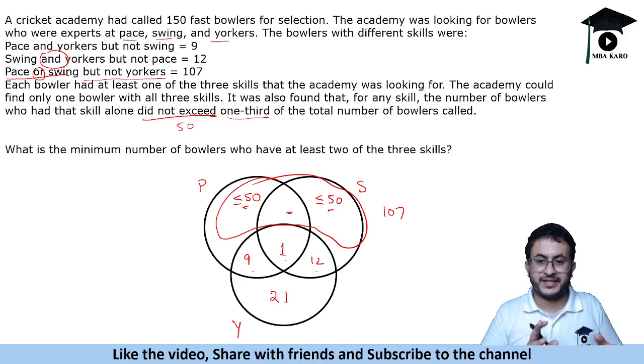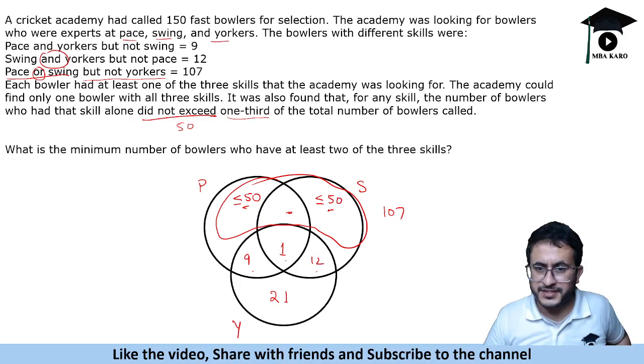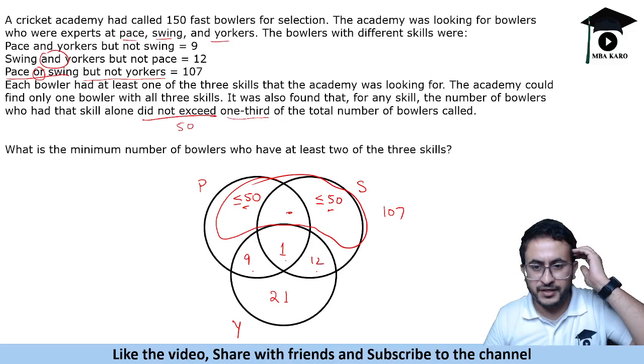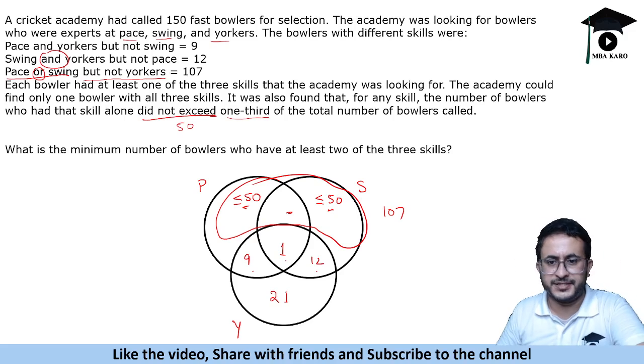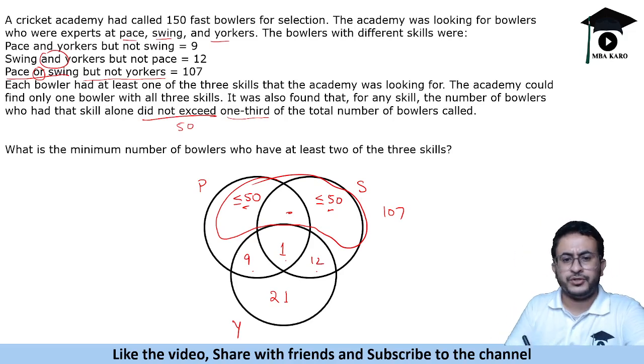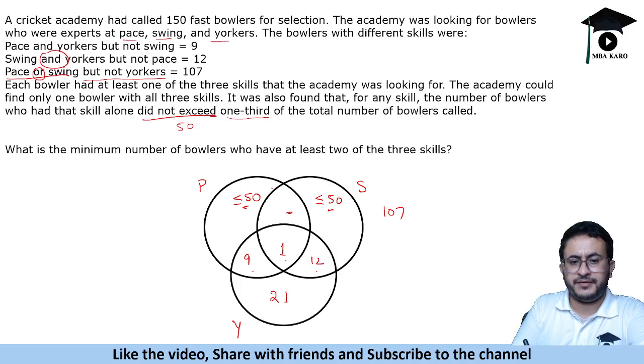So this is a maximization and minimization based set, wherein some values are given and some are constraint based. The maximum values here can be 50 and 50, and the total of these three is 107.